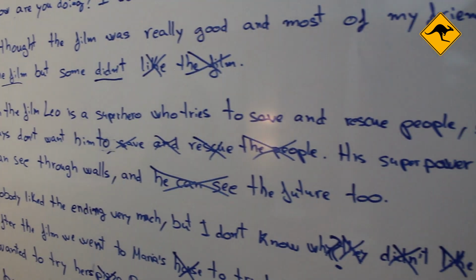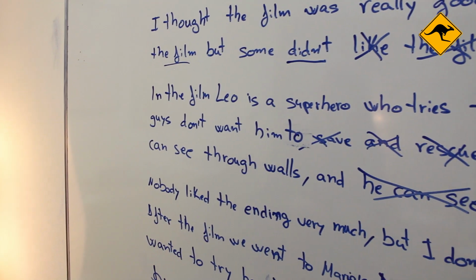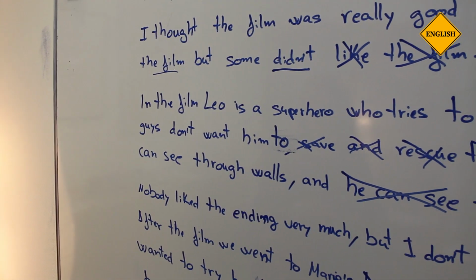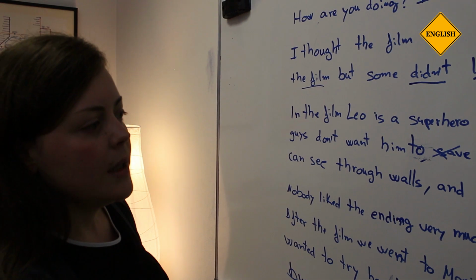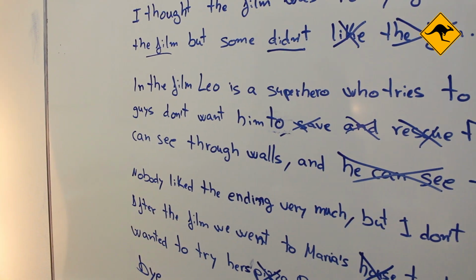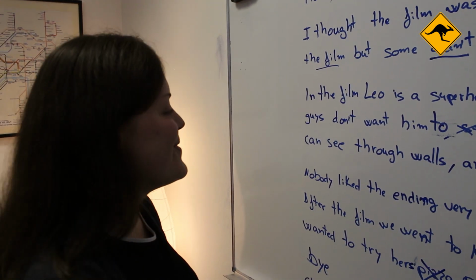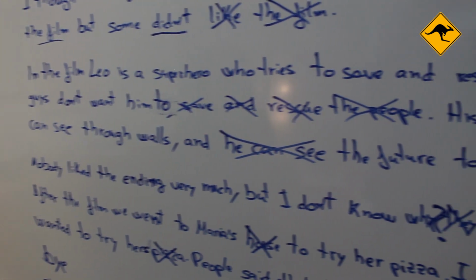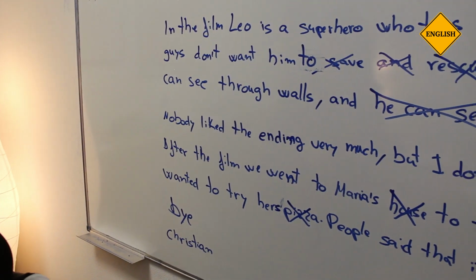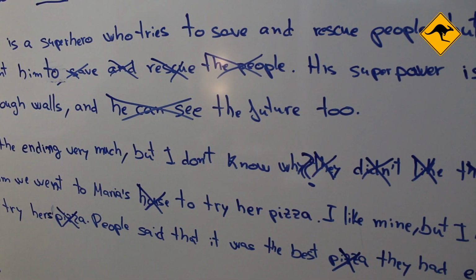In the film, Leo is a superhero who tries to save and rescue people, but the bad guys don't want him to. Very good. Excellent. His superpower is that he can see through walls, and the future too. Very good. Nobody liked the ending very much, but I don't know why. Good.